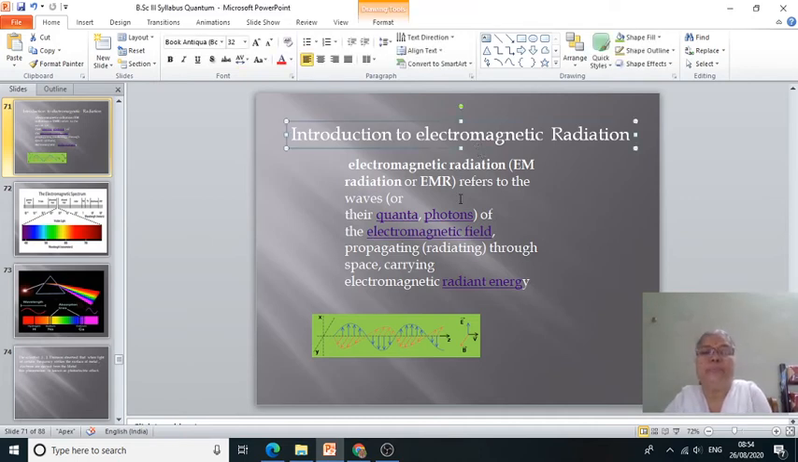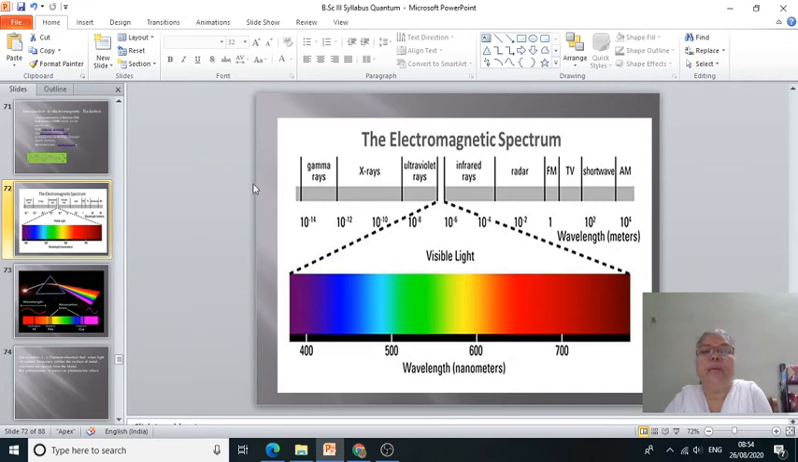Then here, the electromagnetic spectrum of electromagnetic radiation. The electromagnetic spectrum is the arrangement of different wavelengths in increasing order or decreasing frequencies, and this arrangement is called the electromagnetic spectrum.